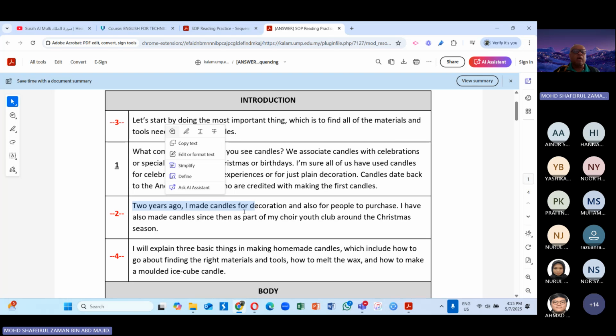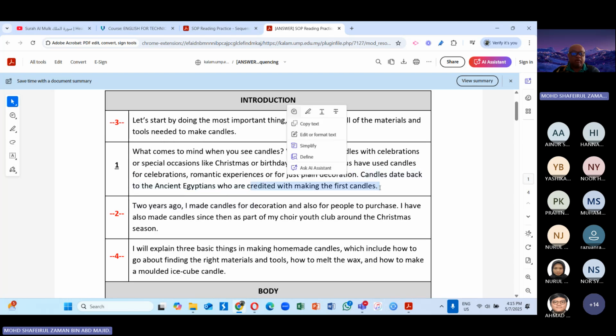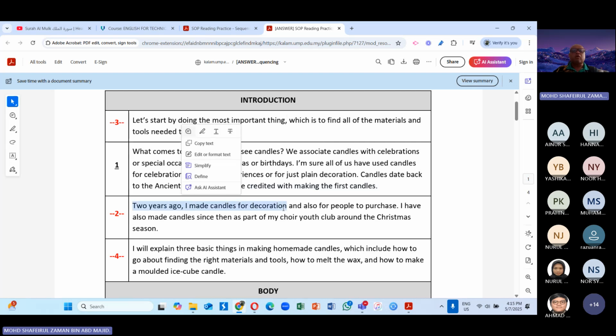So that is the reason why, after 'who are credited with making the first candle' at the end of it, you begin with the words 2 years ago, I made candles for decoration. So I here refers to the author, still in the general statement. So the bigger idea, then you want to narrow it down. So number 2 here. And then this author tells you that he or she has the experience of making candle, and then he or she wanted to share on how to do it.